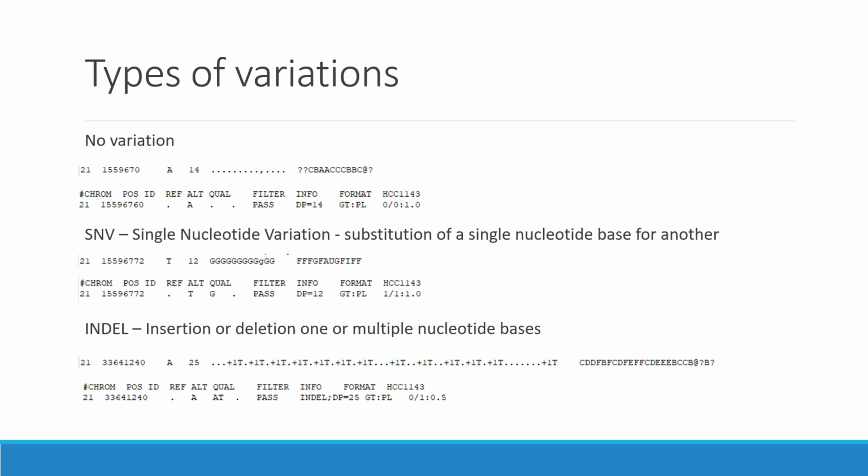The implemented tool processes the following types of variants. No variation: the sample has the same base as the reference genome. SNV, or single nucleotide variation: the base in the sample is different than the one in the reference genome. And indel: there is an insertion or deletion of one or more bases in the sample compared to the reference.